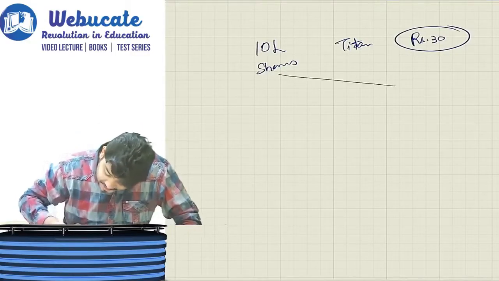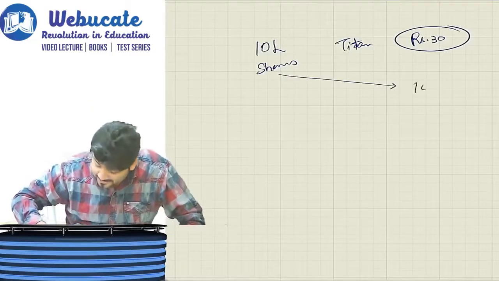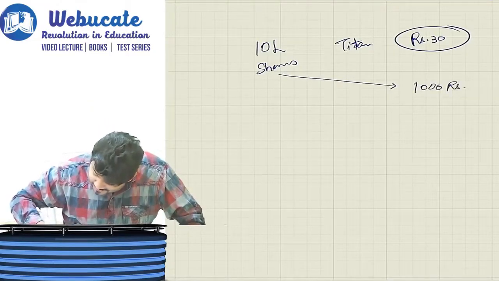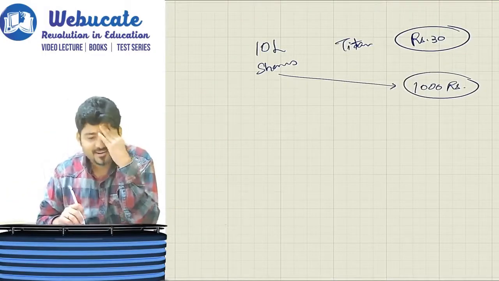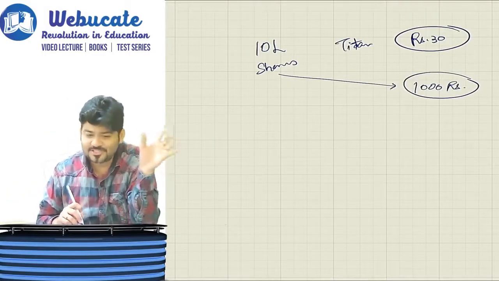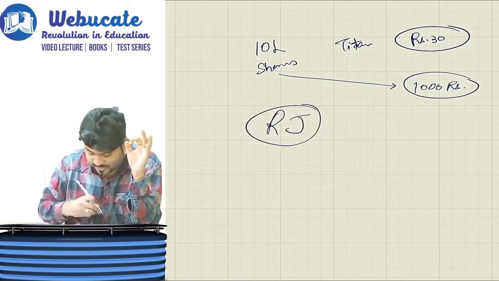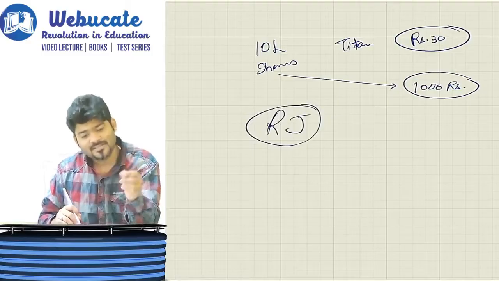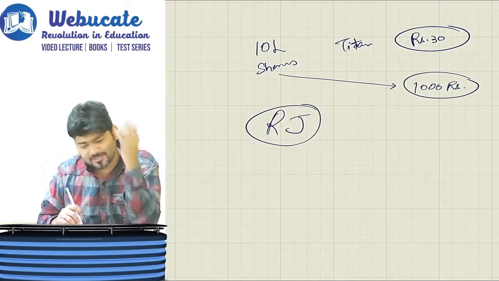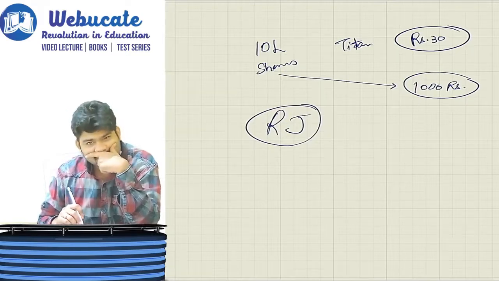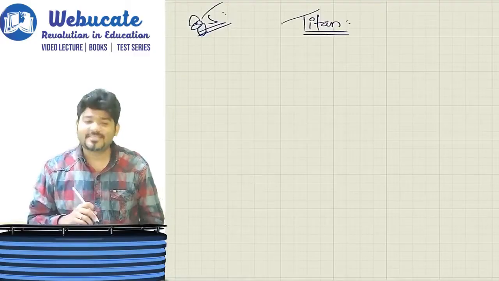The same 10 lakh shares, in very less time, became 1000 rupees. Just imagine what this person would have earned. And this is a true story. You can search it on Google. Titan shares were purchased by Rakesh Jhunjhunwala for 30 rupees. The same Titan shares after hardly a few years became rupees 1000. That's how it works.